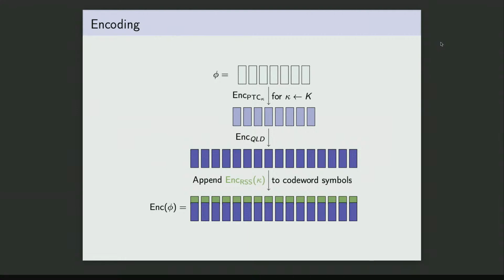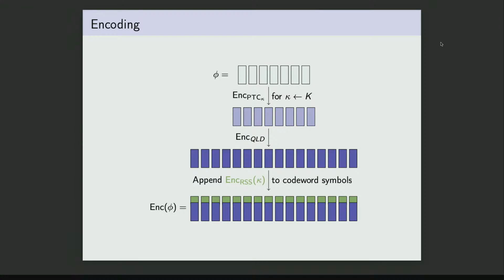So our encoding algorithm is shown here. Basically, we start with a message. We first draw a random classical secret key kappa, and we run the PTC encoder to get a slightly longer message here. Then we encode this in the quantum list decodable code to get our quantum list decodable code word here. And finally, we take the secret key kappa, we encode it in the RSS scheme to get this green code word, and we append the robust secret sharing symbols to the quantum list decodable code symbols. So you glue these symbols together.